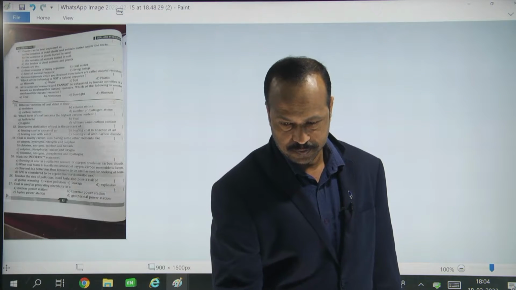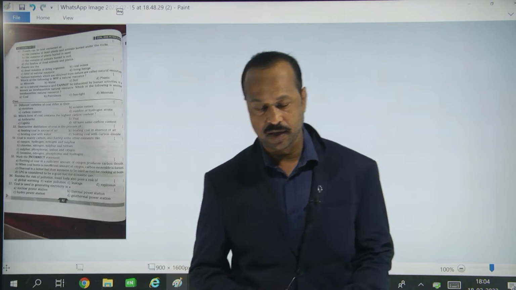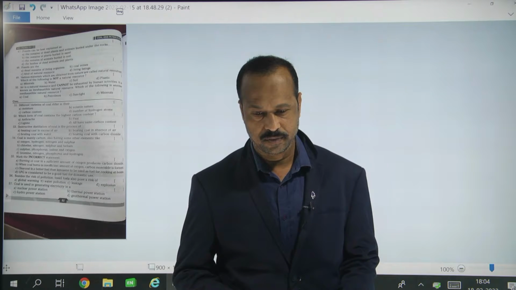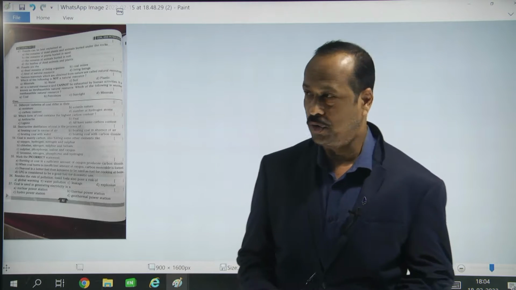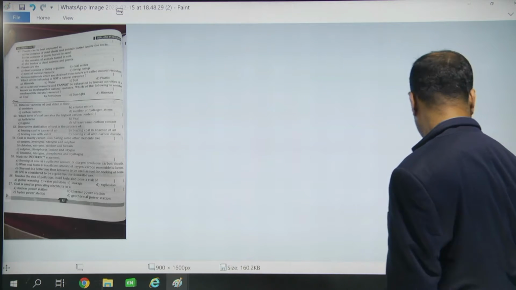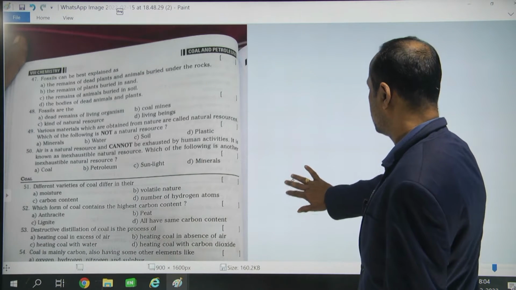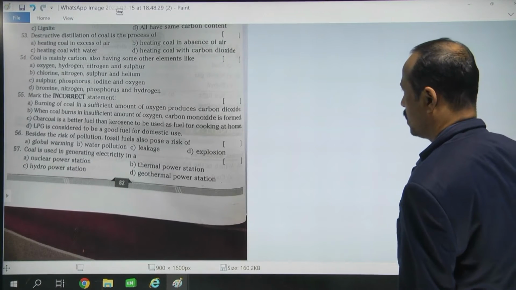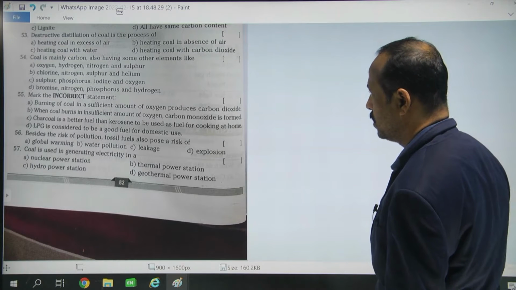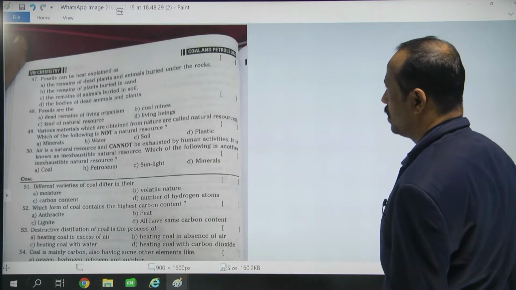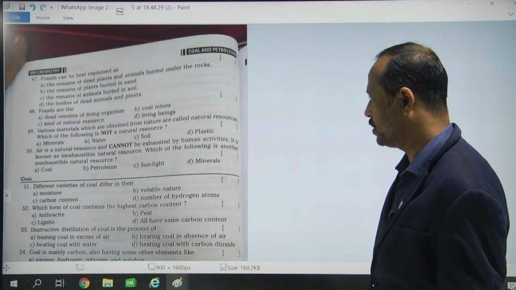In the last class we were discussing solving the worksheets, and I think we solved up to 50 bits. Now open the same material, and from today we complete the remaining questions. From the 51st one, today we do.